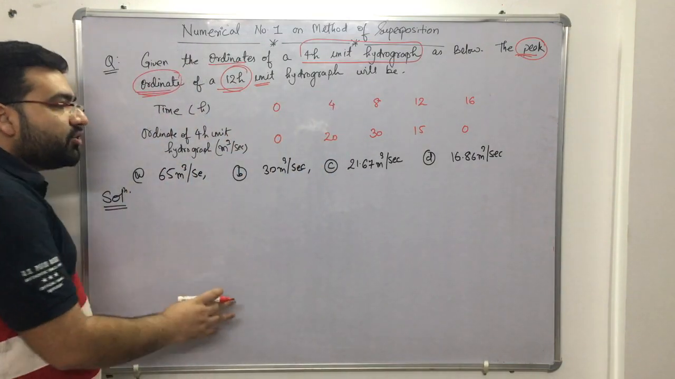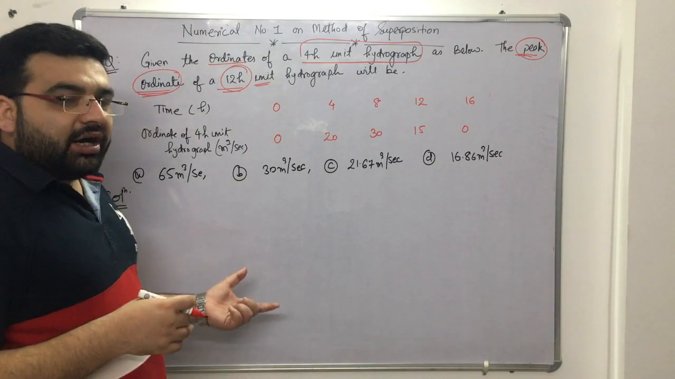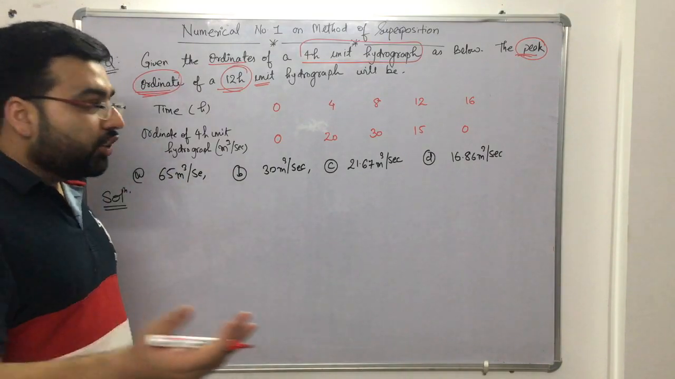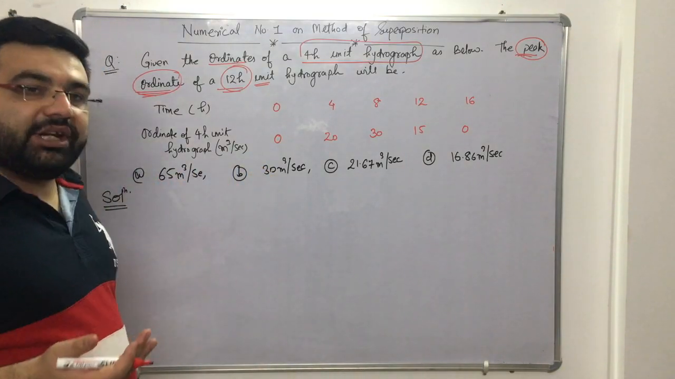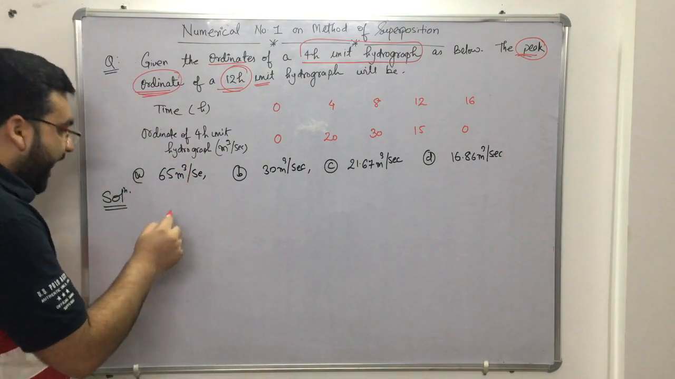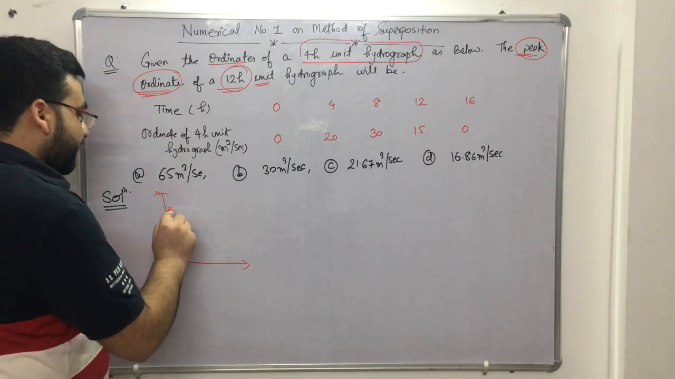I will solve this question in two methods. First of all, I will solve the question just to make you understand, and then I will also give you a trick to solve this question in GATE examinations. So first of all, to make you understand, let me draw one unit hydrograph. It is a 4-hour unit hydrograph.